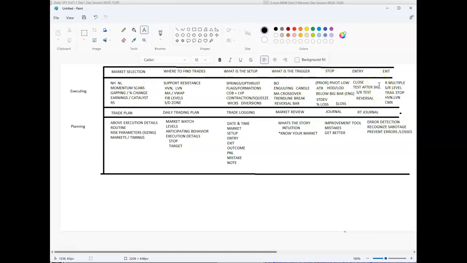can create consistency because you always know what to do next. This is the key. You always know what to do. You know what market, you know where to find trade, you know what is the setup, you know what is the trigger, you know where to put the stop, you know where to enter, and you know where to exit. When you have all of this and you've identified it, only then can it go on autopilot. And you can click, click, click, click, click. And that's when trading becomes easier because you've answered all these questions.